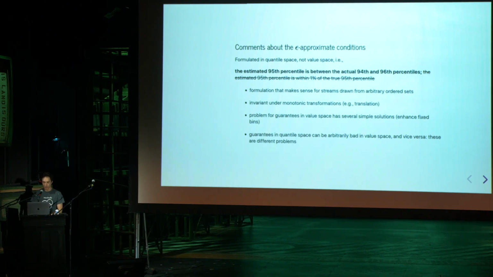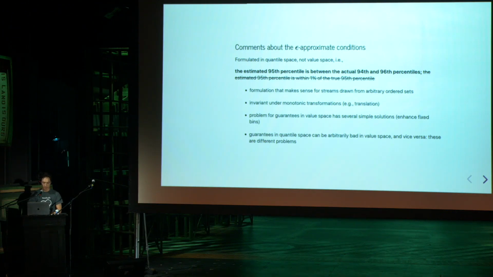This formulation also has the nice property that it is invariant under monotonic transformations, right? So if somebody is seeing some stream x1, x2, and so on, and somebody else is seeing a stream 100 plus x1, 100 plus x2, and so on, the answers that they'll give, if you subtract 100, will be the same. Whereas if you use a data structure that has guarantees in value space, the answers that they give and the qualitative statements that they can make are actually rather different. So it's a little bit awkward.